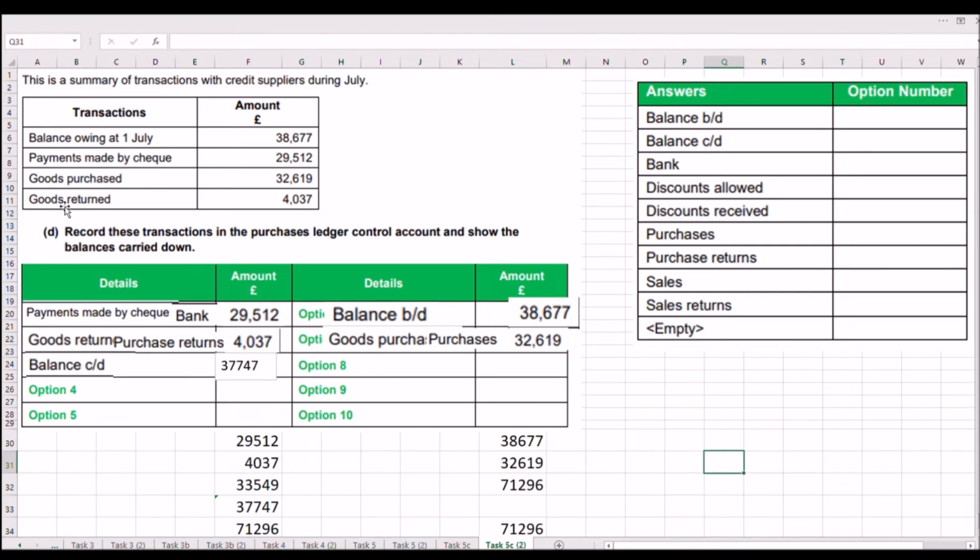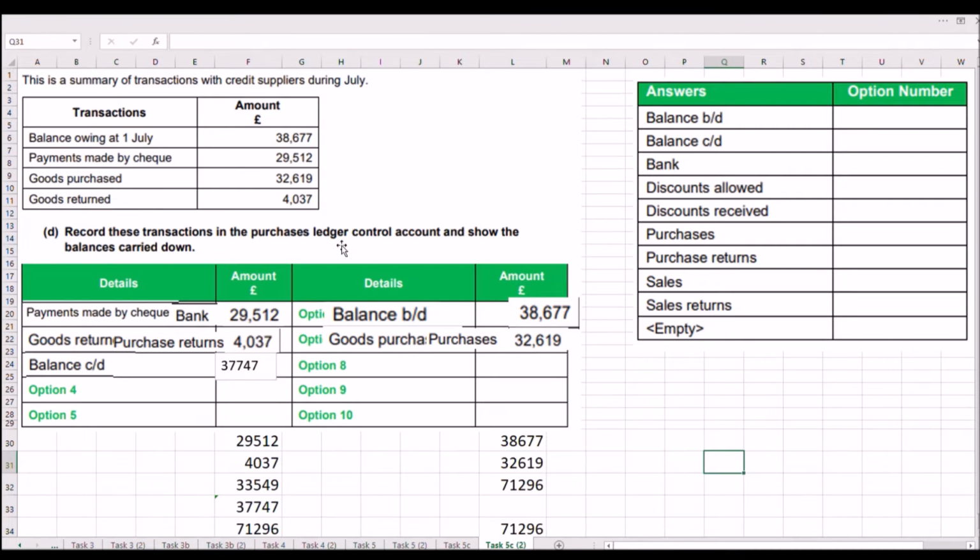And then we've got goods returned. So debit the purchase ledger control account, credit purchase returns. And the reason why it's credit purchase returns is that it's more money available for shareholders. Shareholders are a money out item, and therefore it's a credit because it increases the money out item.